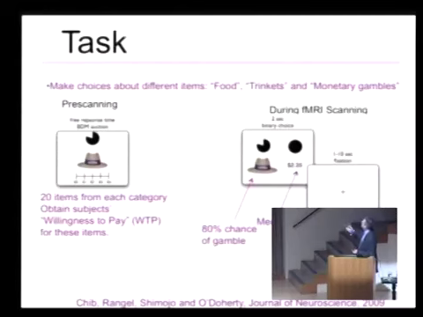And we also had trinkets. So these could be DVDs, CDs. Here it's a hat that says Caltech on it. And these things, or it could be a pen, or something slightly less useful or less interesting.